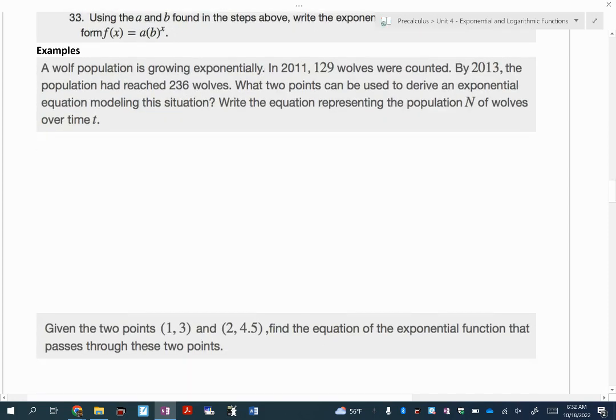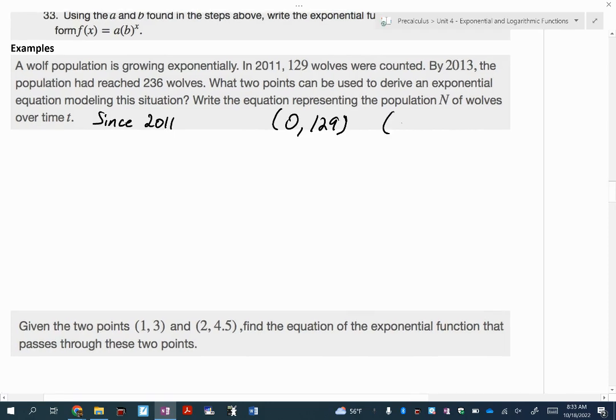It's saying that in 2011, 129 wolves were counted. All right, so we're going to model this situation over time t since 2011. So my year 0 is 2011 when I had 129 wolves. Okay, so 2 years from now, in 2013, the population is 236 wolves.